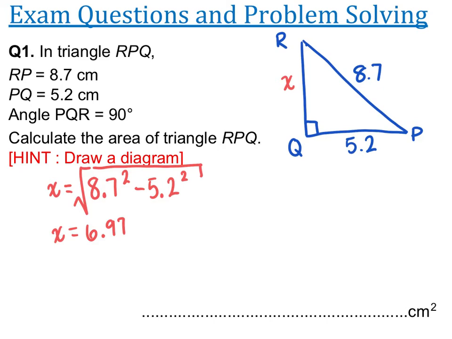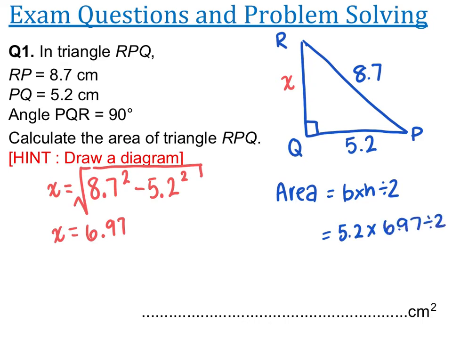So the final part of this question is the area is the base times by the height divided by 2. So we're looking for 5.2 times 6.97 divided by 2. So go back to my calculator, 5.2 times 6.97 divided by 2. And I get a charming answer of 18.122 centimeters squared. And I'll probably just call the answer 18.